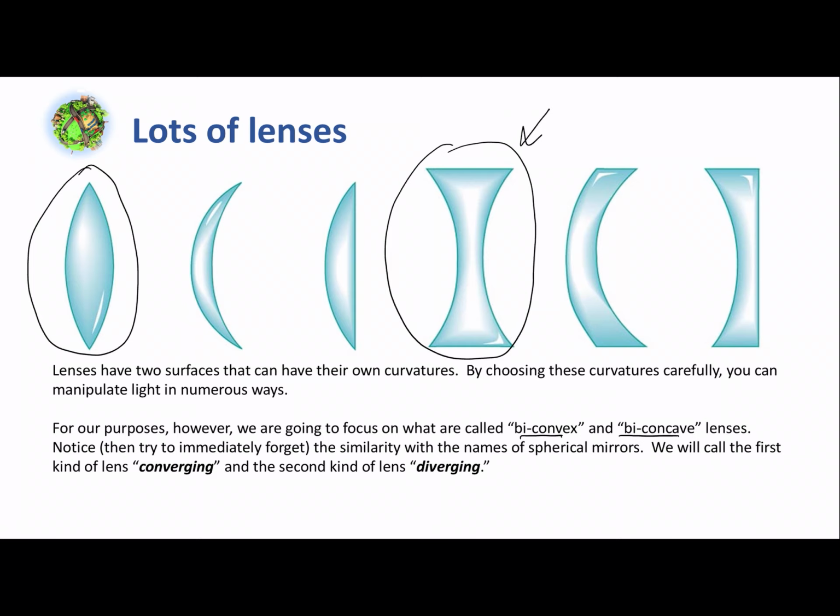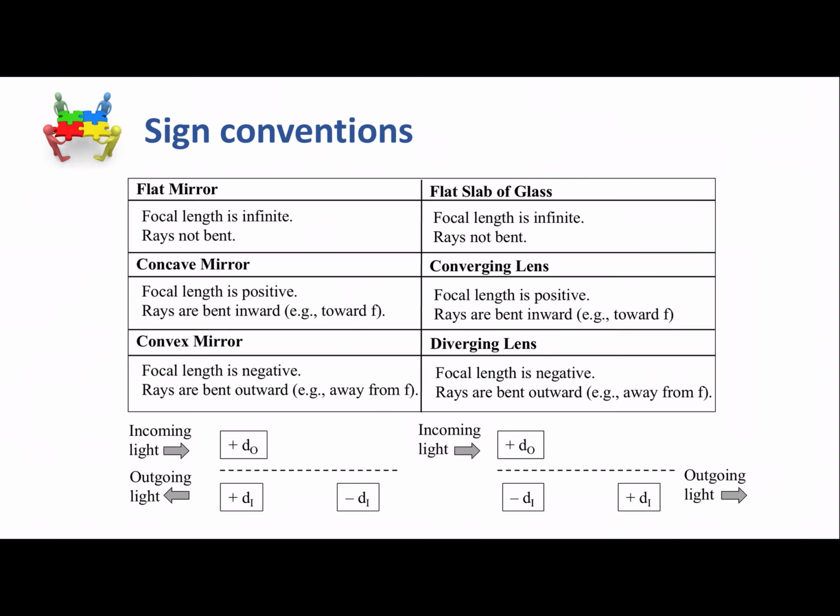All right, so let's think about what happens when we have to use our lens equation. We have our equation that we used for mirrors, 1 over the object distance plus 1 over the image distance is equal to 1 over the focal length of the optical element we're using. Works for lenses just like it works for mirrors. And that means we have sign conventions.